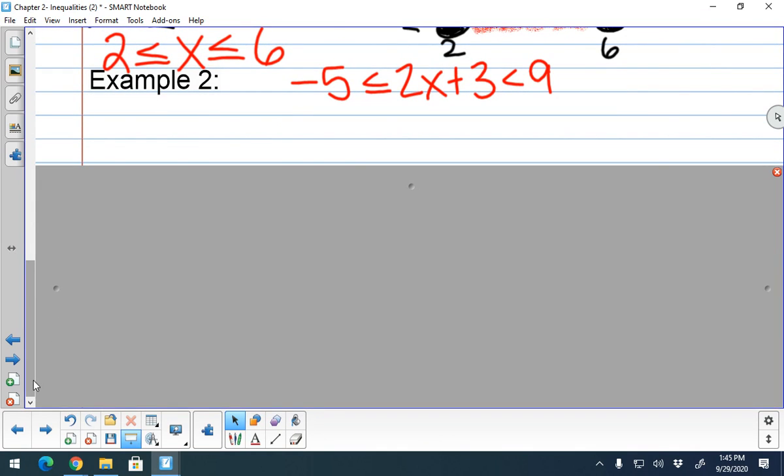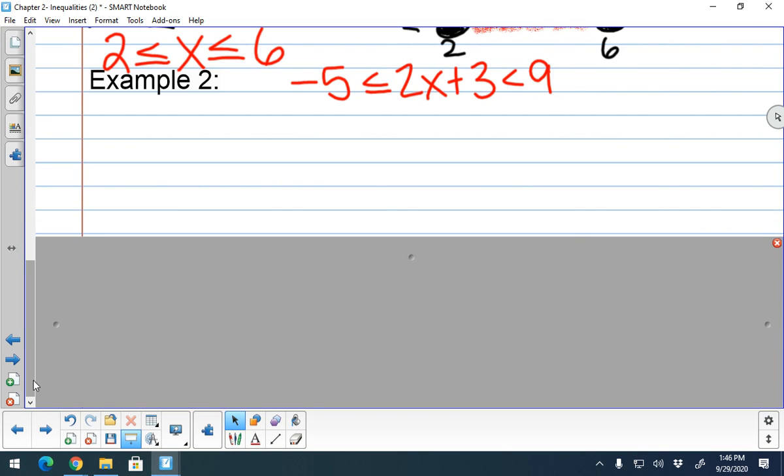All right, so we have -5 is less than or equal to 2x plus 3, which is less than 9. So -5 is less than or equal to 2x plus 3, which is less than 9. All right, what's my first step? Brady, what am I going to do? Slice and dice. All right, first equation is going to say what, Xavier? -5 is less than or equal to 2x. Don't forget the equal to. Good.